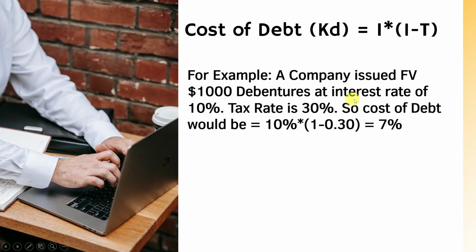For example, if a company has issued debentures worth $1,000 and the interest rate is 10% and the tax rate is 30%, so the cost of debt would be 10% multiplied by bracket 1 minus 30%, which is equal to 7%. This 7% shall be used as the cost of debt while calculating our weighted average cost of capital. In the coming sessions, we shall try to find out cost of debt for Caterpillar Incorporation.